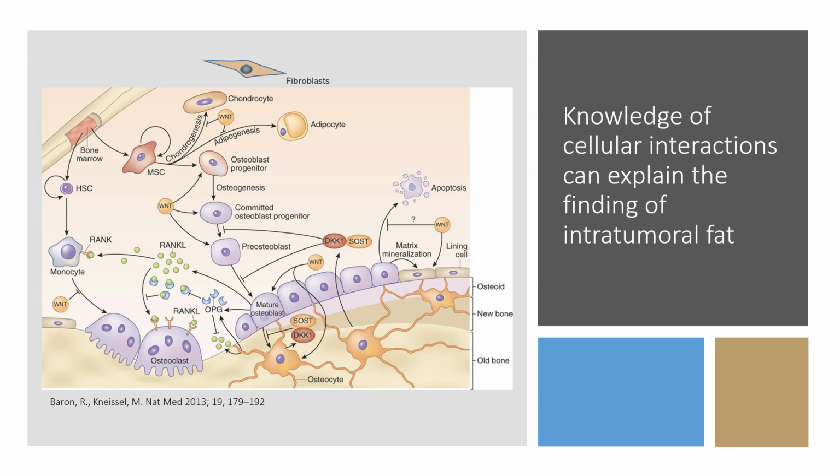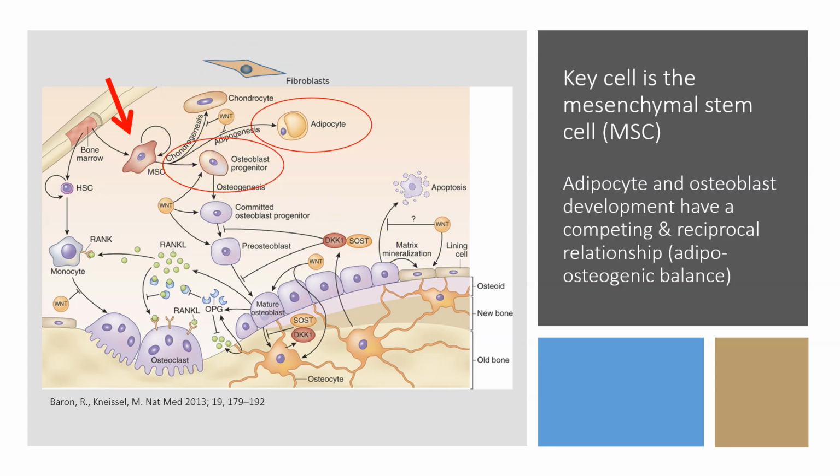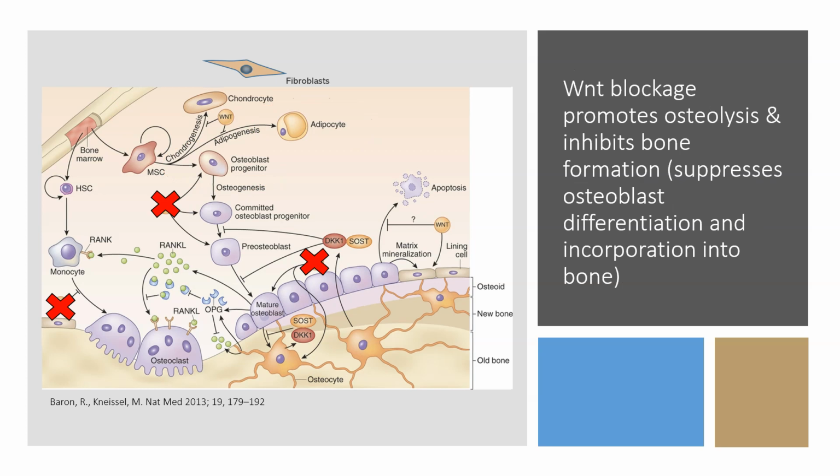The key cell here is the mesenchymal stem cell. Mesenchymal stem cells can become adipocytes, chondrocytes, fibroblasts, osteoblasts, lining cells, endothelial cells. It is the common progenitor cell that can either divide into adipocytes and osteoblasts, that is important for this particular explanation. Multiple myeloma produces a protein called DKK1, and DKK1 blocks the Wnt pathway.